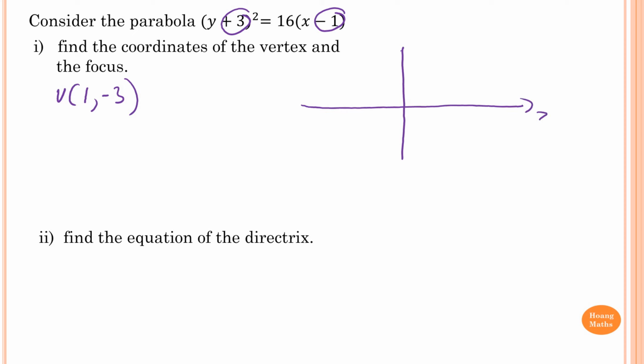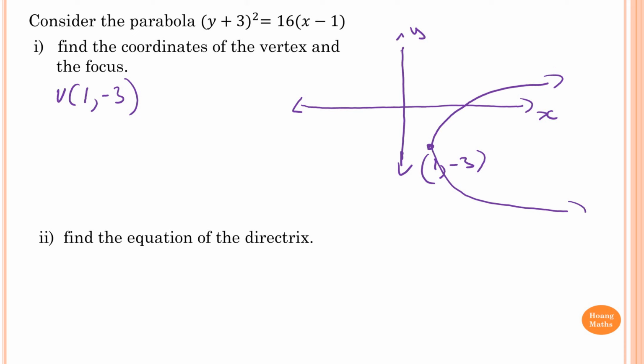Now I just do a quick sketch, it makes it easier, that's all. This is the x-axis, this is the y-axis. So (1, -3) is roughly down here. And then it's positive, which means the parabola faces this way, like that.